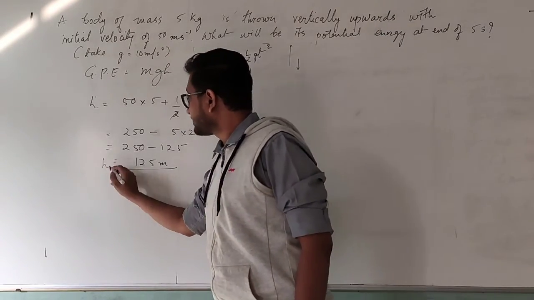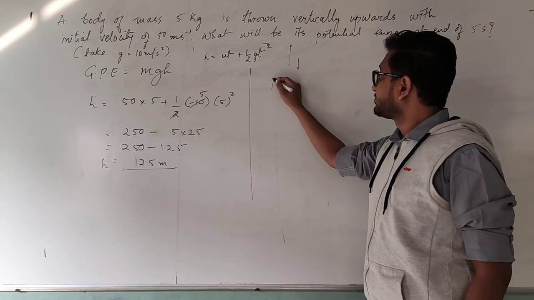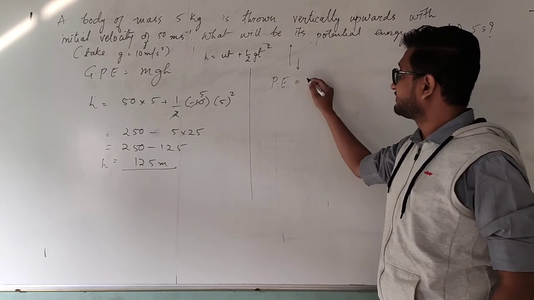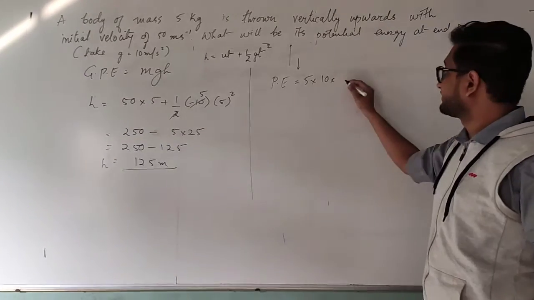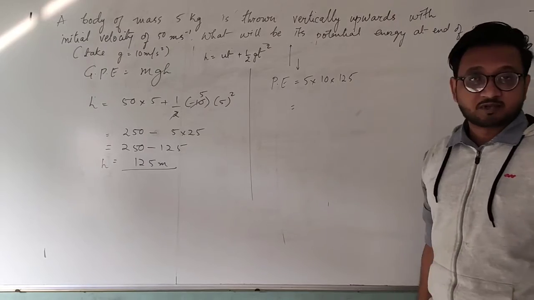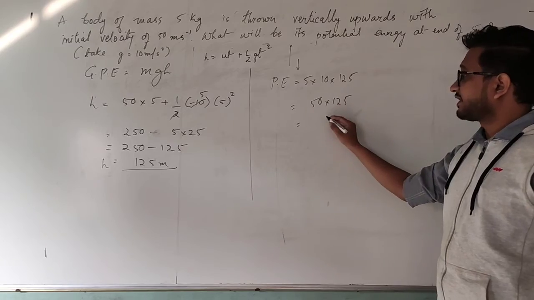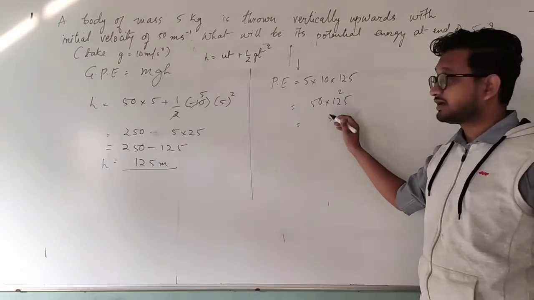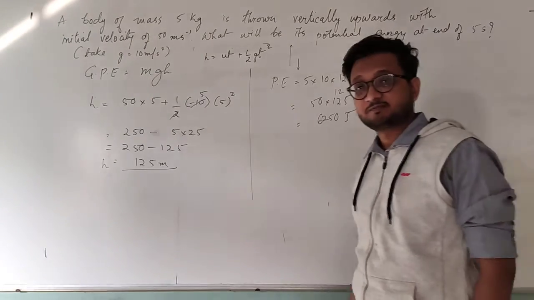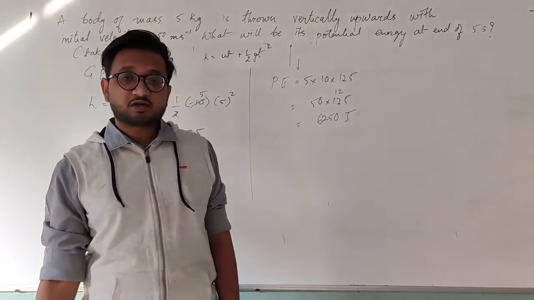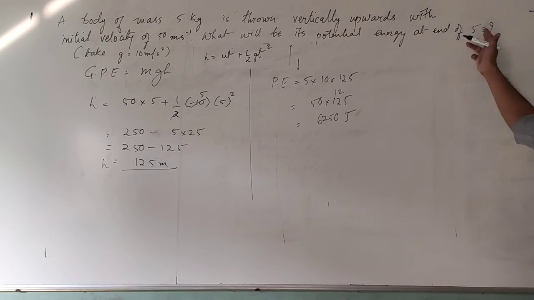So we have the height, and all you need to do is simply substitute this value of height in this equation. So the potential energy is mass 5 kg, acceleration that is 10, and height 125. Multiplication: 5 into 10 is 50, 50 into 125 is 6250 joules. So this will be the potential energy of the object at height 125 meters, that is after 5 seconds.